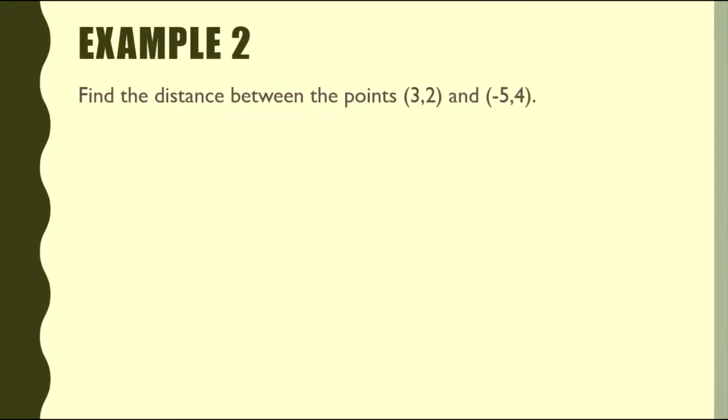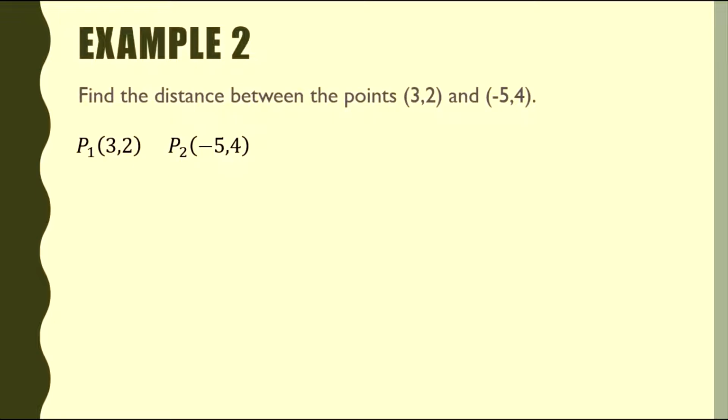Let's proceed to the second example. On the second example, we are asked to find the distance between the points 3, 2 and negative 5, 4. So again, we have to identify the points from the problem. So we have the first point 3, 2 and second point negative 5, 4.